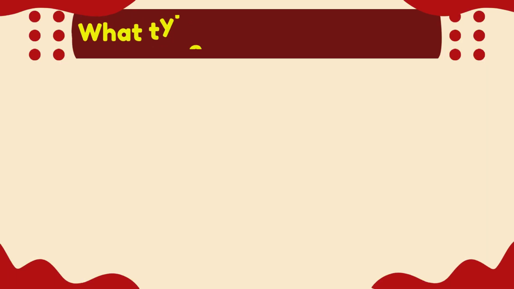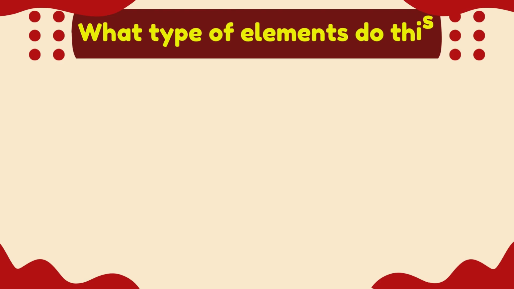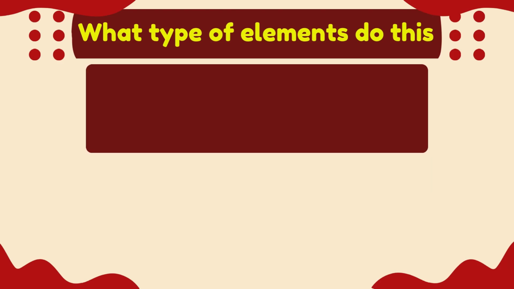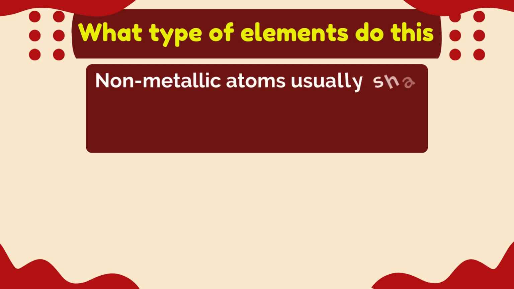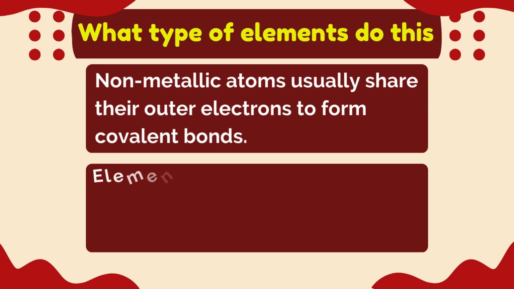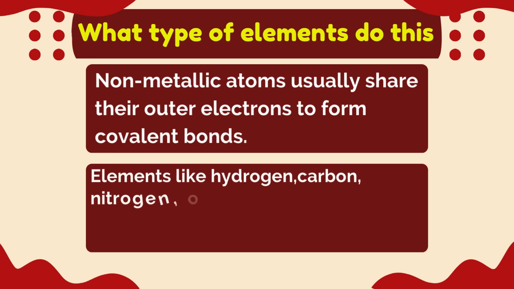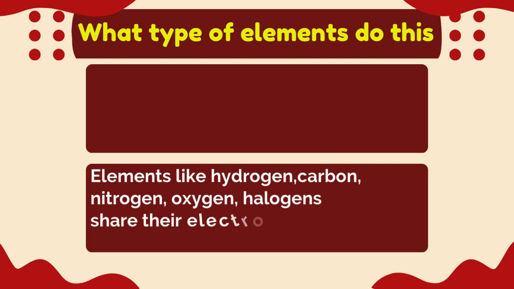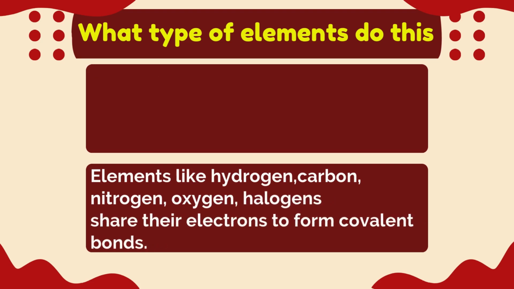What type of elements share their electron pairs to form covalent bonds? Non-metallic atoms usually share their outer electrons to form covalent bonds. Elements like hydrogen, carbon, nitrogen, oxygen, and halogens share their electrons to form covalent bonds.